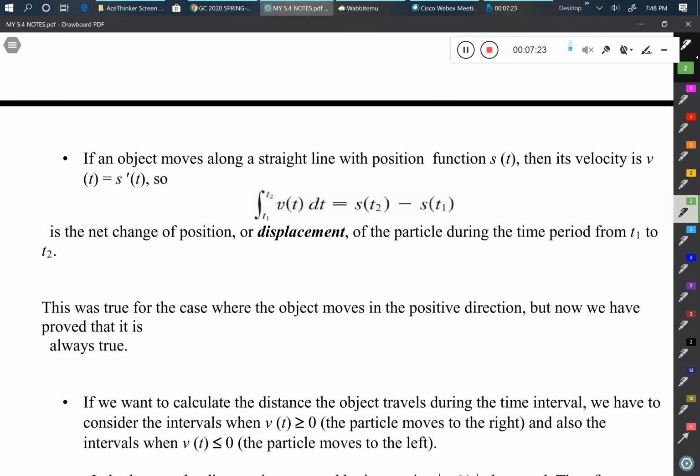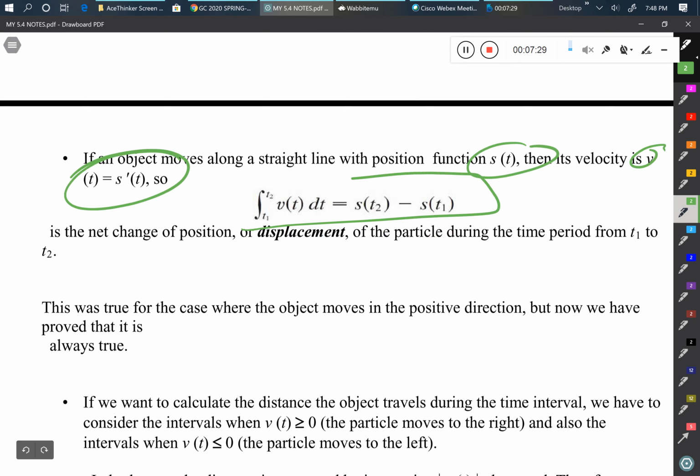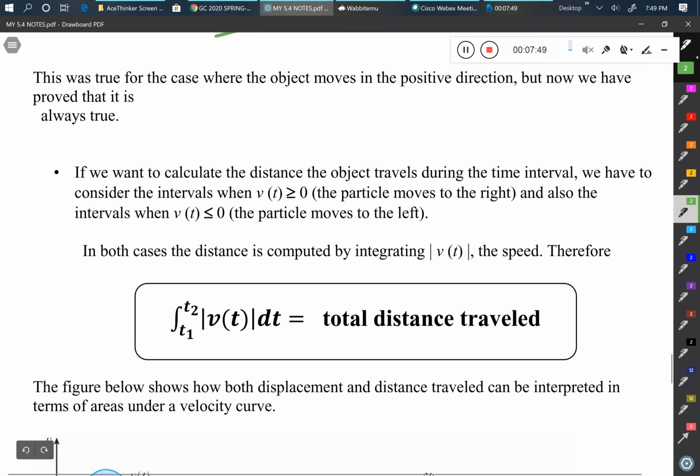If an object moves along a straight line with position function s of t, then its velocity is the derivative, which is v of t. So if you integrate velocity, what do you get? You get position at time 2 minus position at time 1. The position at the end minus the position at the beginning is going to give you your displacement. Okay? And so if I want to know the displacement of an object, I take the integral over that time interval of the velocity. Right?